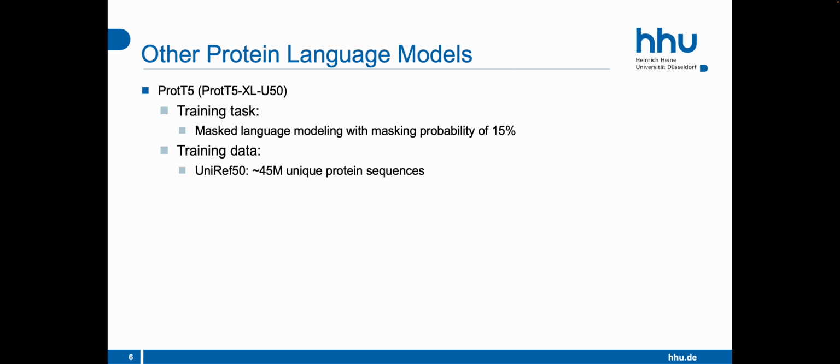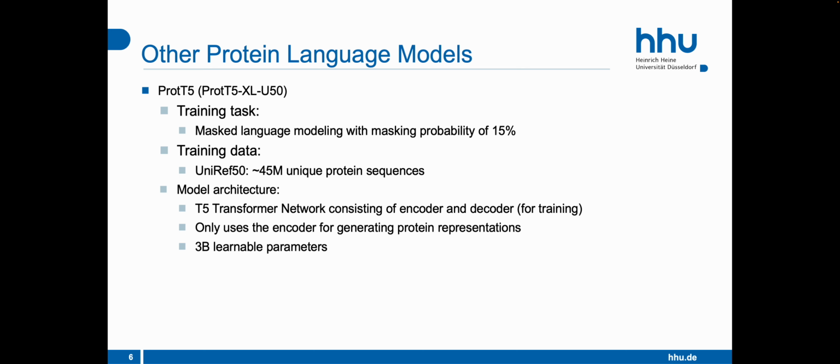Also, the training data is very similar. ProtT5 was trained on the UniRef50 dataset, which contains approximately 45 million unique protein sequences. And the biggest difference compared to the ESM models is the model architecture, which is a so-called T5 transformer network. This T5 transformer network is highly similar to the transformer networks that we looked at so far in this lecture, but consisting of an encoder and a decoder. We've seen that for encoding protein amino acid sequences, in principle, we do not need the decoder. However, here a decoder was used nevertheless in order to better solve the masked token prediction task.